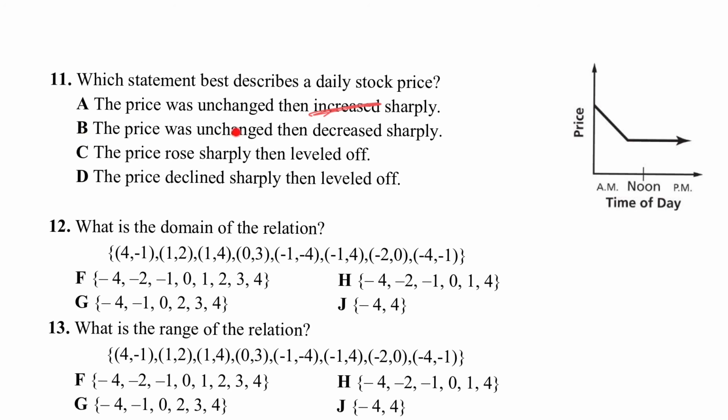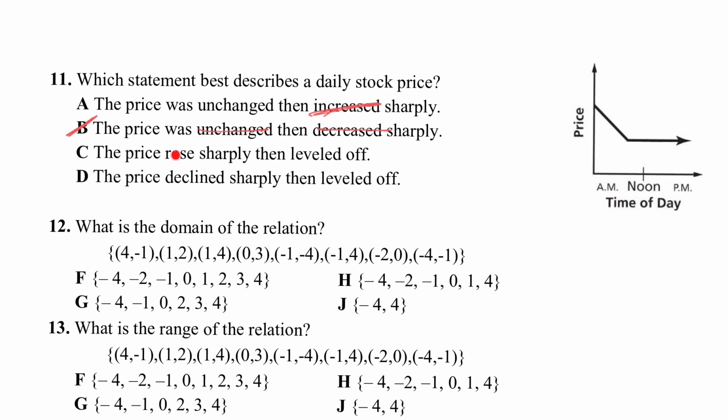B, the price was unchanged and then decreased. Now that one kind of sounds correct, but they start with the price was unchanged. Well, look at the price. It starts up here. It doesn't stay unchanged, it actually goes down. So first it goes down and then it stays constant, or it doesn't change. So the order is wrong for B. So I'm going to cross that out. But they mentioned the right way of the graph, but the order is wrong. It decreased first and then it's unchanged.